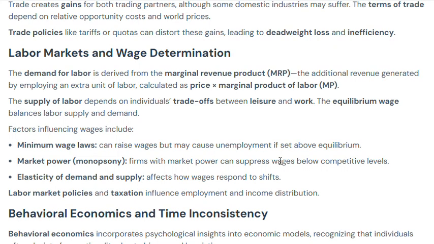Factors influencing wages include minimum wage laws, which can raise wages but may cause unemployment if set above equilibrium. Market power, monopoly: firms with market power can suppress wages below competitive levels. Elasticity of demand and supply affects how wages respond to shifts. Labor market policies, including taxation, influence employment and income distribution.